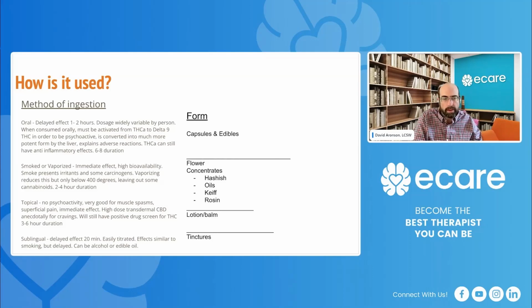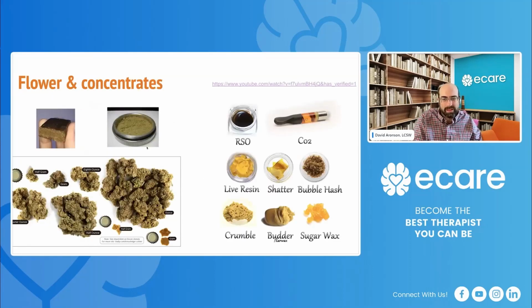All right. This is what it all looks like. This is the flower. This is what hash looks like. These are all the inhaled forms. Here's RSO, which is a little different. So these things are used for dabs. You guys may have heard of that. These are very concentrated forms of cannabis used to extract in different ways.